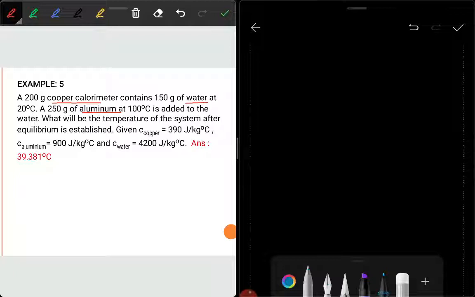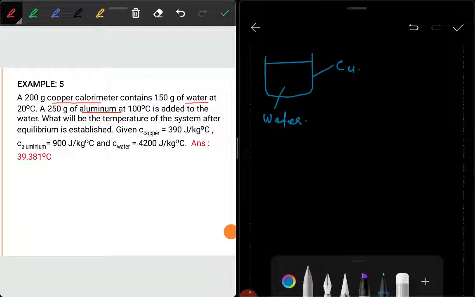Okay, this is, for example, I draw the diagram so that it is easier for you to understand. This is a copper calorimeter, and inside it contains water. So this is copper, so I put the symbol Cu for the copper calorimeter, and then inside is water.